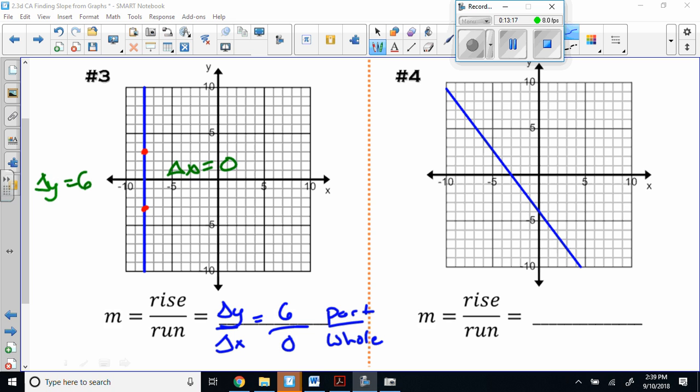So, pay attention so you'll remember this. Okay, good. Now, how can you have 6 parts of nothing?